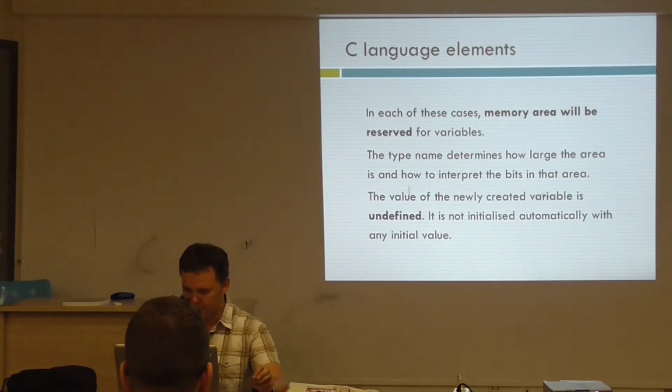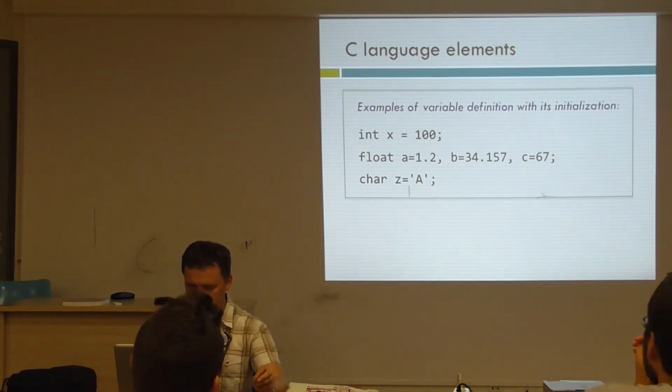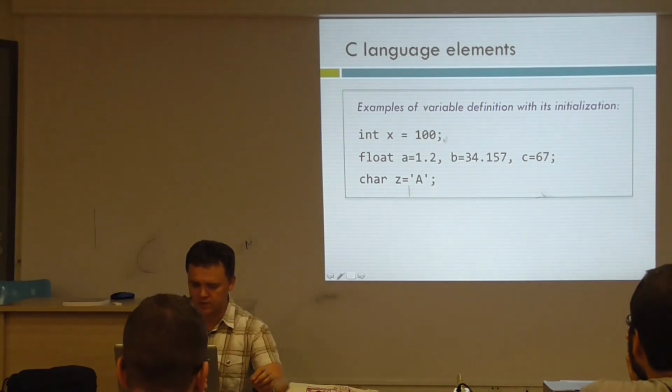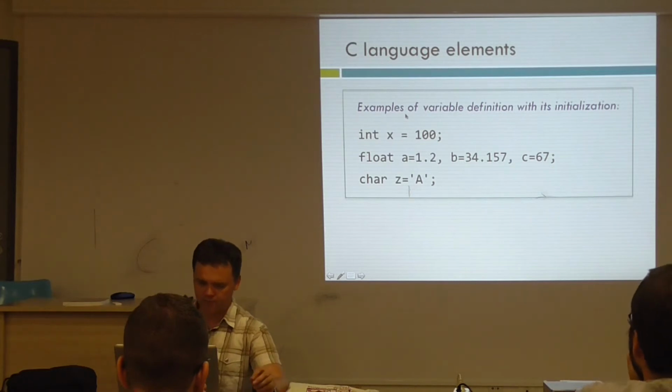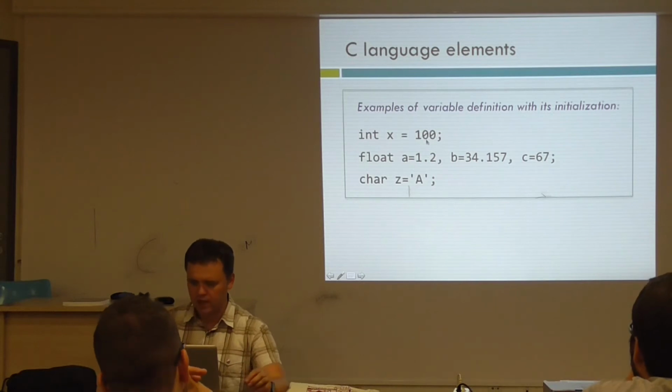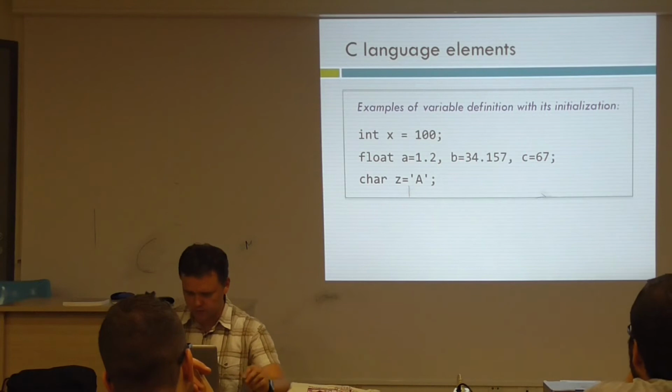Okay. Next, examples of variable definition and with its initialization. So you should remember that at this moment we can create this variable. This variable will be created, and this is a value that will be stored in that memory assigned to this identifier.